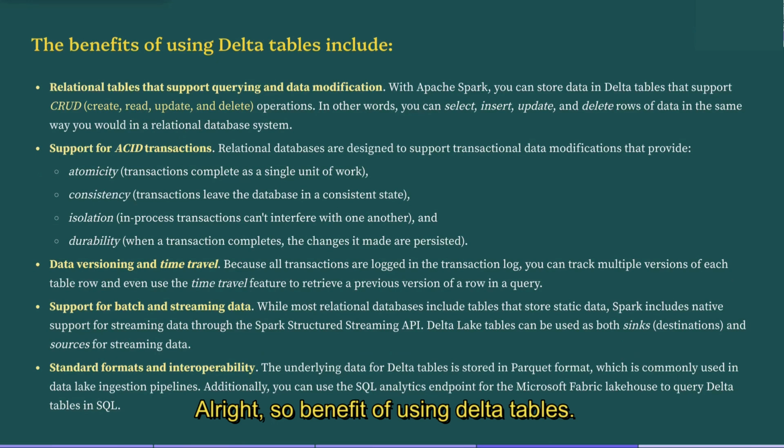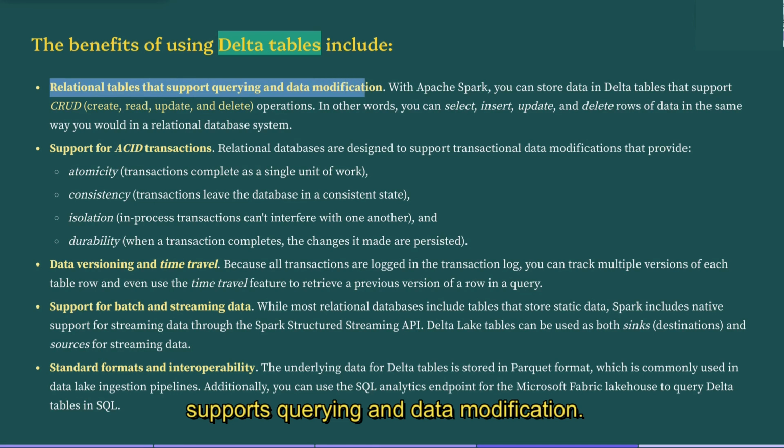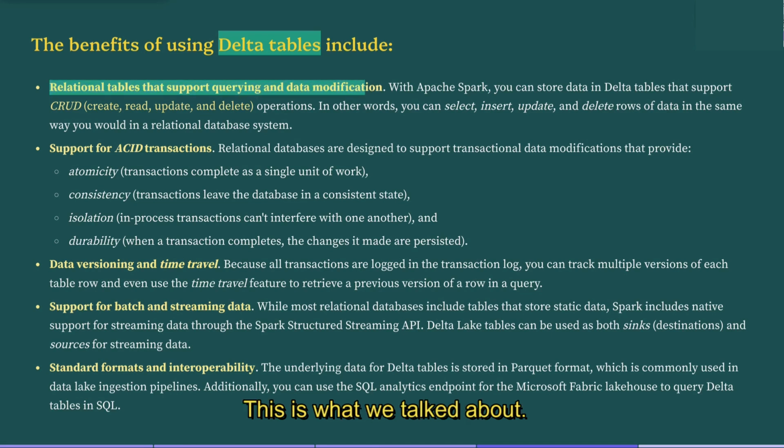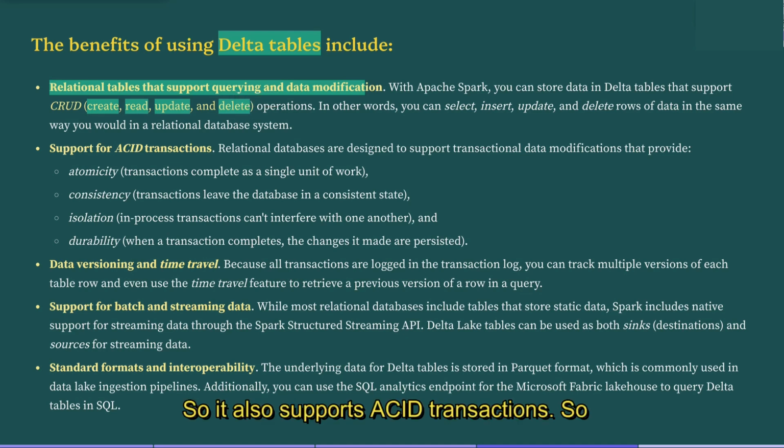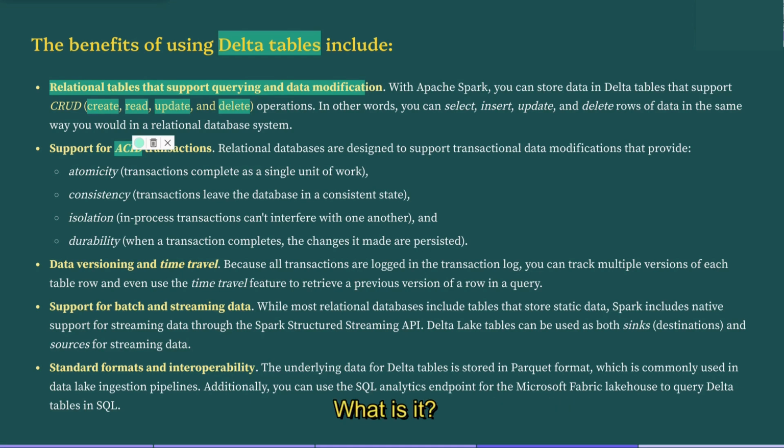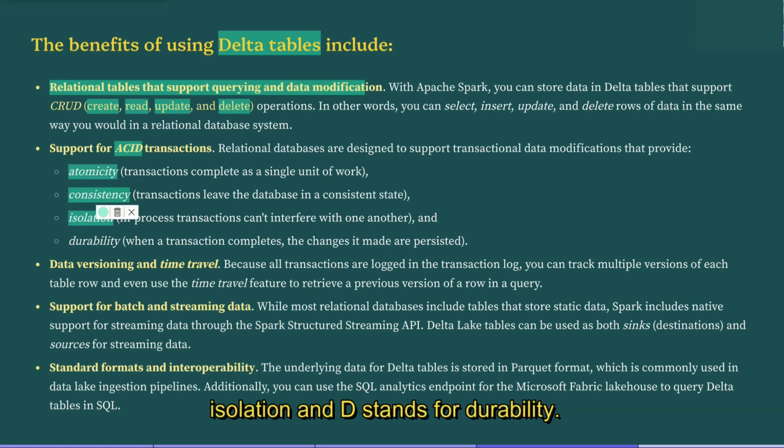Alright, so the benefits of using delta tables. First is a relational table that supports querying and data modification. This is what we talked about. So you can support CRUD, basically create, read, update, and delete. All these operations are possible in a relational table as you have seen in data warehousing, correct? It also supports ACID transactions. So I'm talking about ACID properties. What is it? A stands for atomicity, C stands for consistency, I stands for isolation, and D stands for durability.